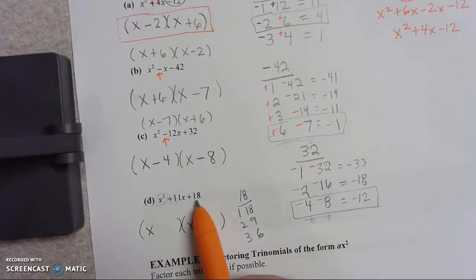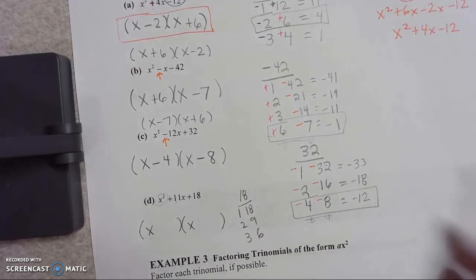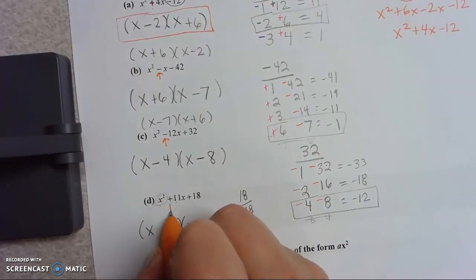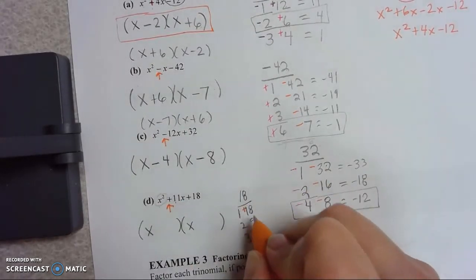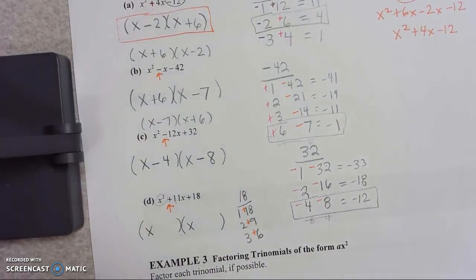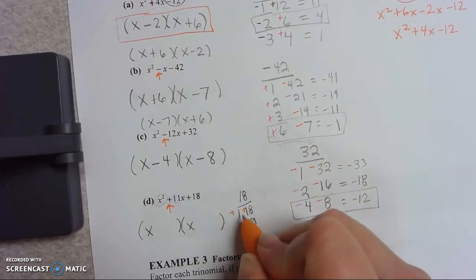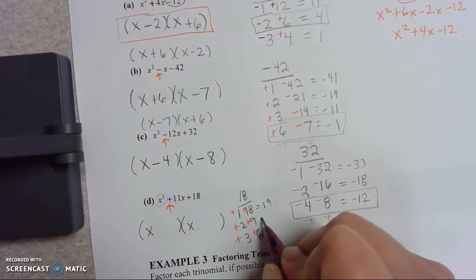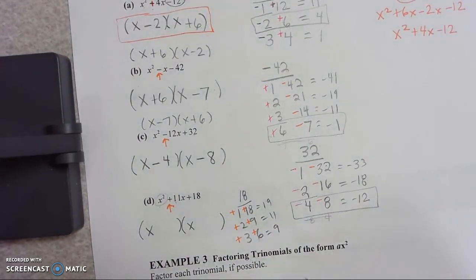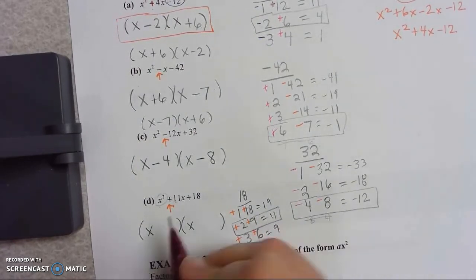Alright, now our 18 is positive. The only way we're going to get a positive 18 is if our signs are the same. Alright, so I'm going to look to my first operator. This tells me the larger factor is positive. So I'm going to get my larger one positive. Since the signs have to be the same to get positive 18, I know my smaller factor is also positive. Add those together. Alright, and the two factors that I need are positive 2 and positive 9.